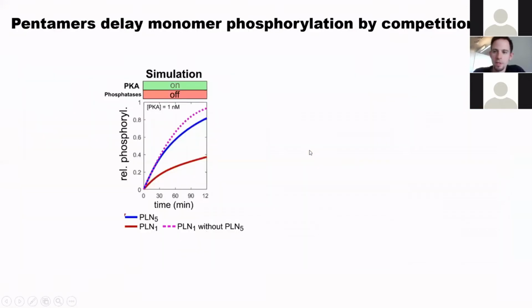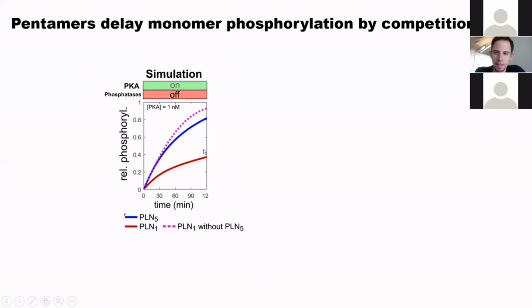One of the first simulations I did was a very simple one. I just took phospholamban, added some kinase to it, without any phosphatases present, and followed the time course of the phosphorylation. What you can see here in the blue line is that the pentamers are phosphorylated rather quickly. In comparison, the rate of monomer phosphorylation, shown in red here, is happening at a much slower pace.